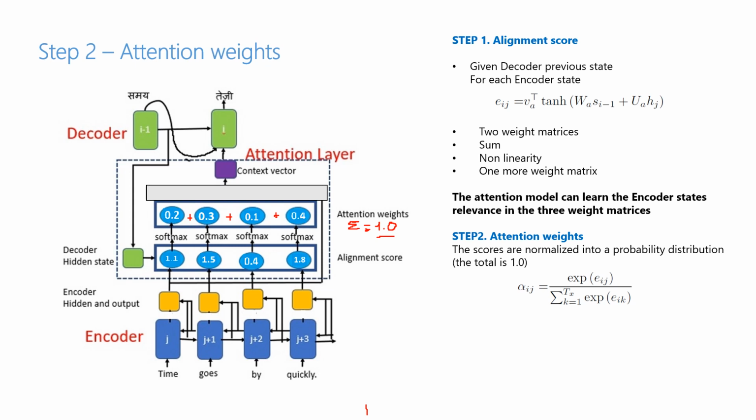And the way this is obtained is using softmax normalization, which takes the exponential of each of these input scores and divides it by the sum of these exponentials. But anyhow, what we must keep in mind is that now this is a probability distribution and the total is 1.